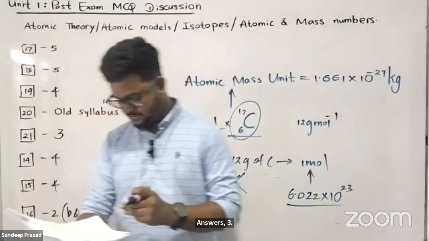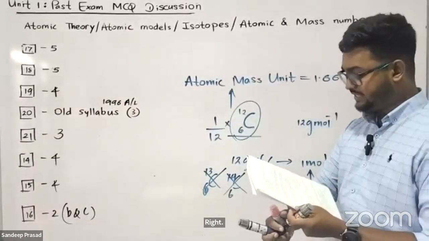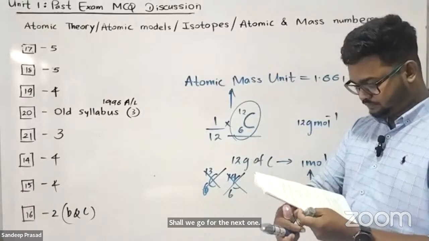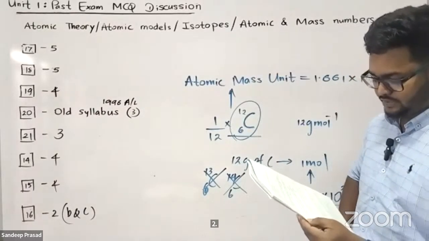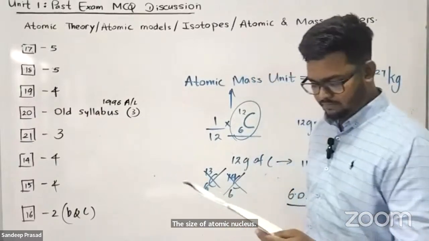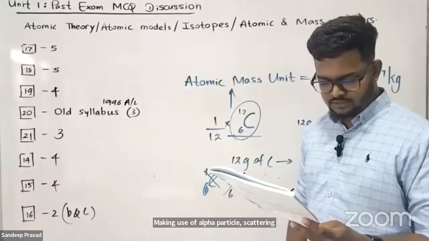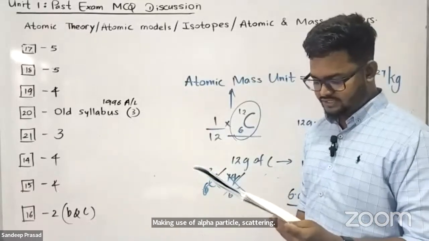Right? Shall we go for the next one? Question number 22. The size of the atomic nucleus was first determined by making use of alpha particle scattering. I think that should be the answer, but let's go through the others also.